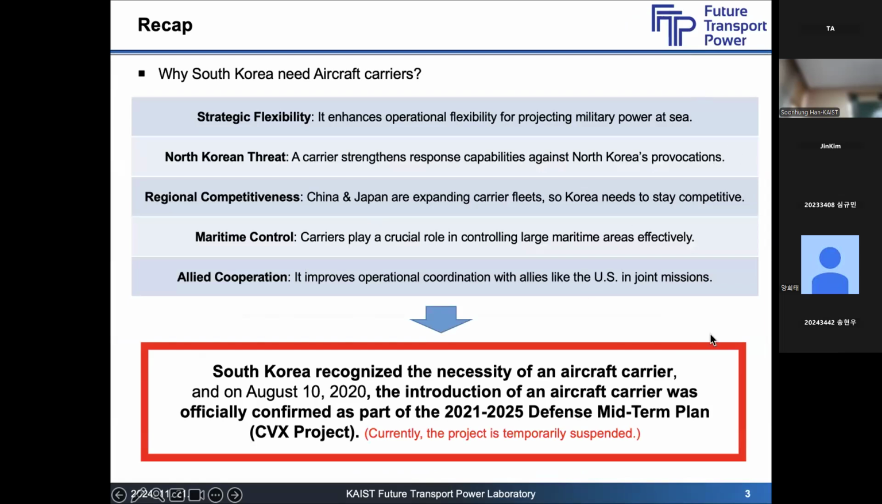First, South Korea recognized the necessity of an aircraft carrier, and in August of 2020, the introduction of an aircraft carrier was officially confirmed as part of the 2021-2025 Defense Midterm Plan. It is called the CVX project.